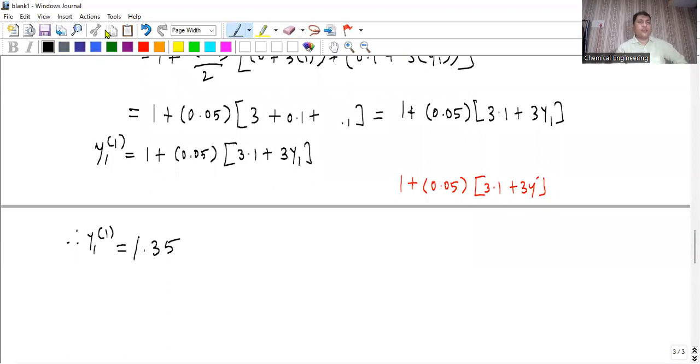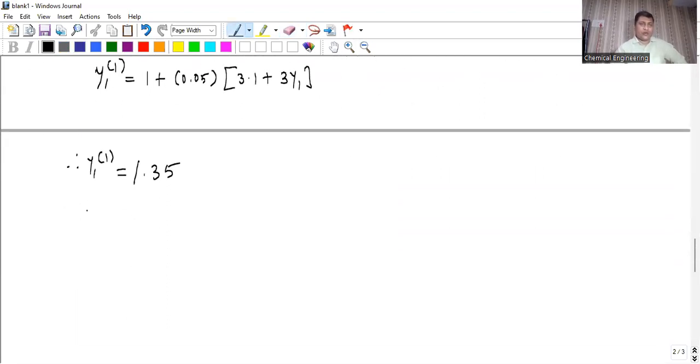How many of you are getting this value? Yes, sir, same value. Okay, so if all of you are getting that, that means you are going in a correct direction. So the second correction to y1. What you have to do, just press the button CALC and enter the new value, the recent value that we have obtained. 1.3575. Great. How many of you are getting this value?